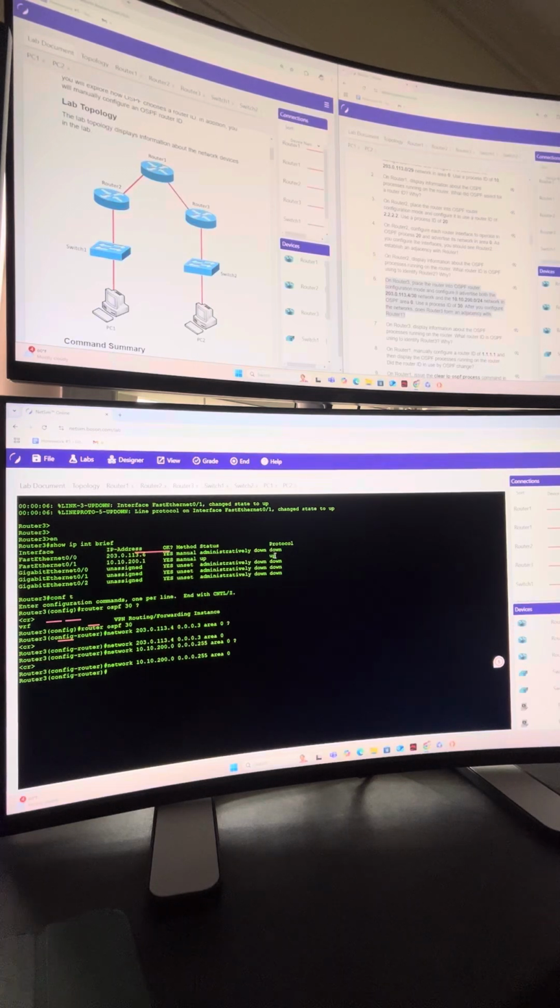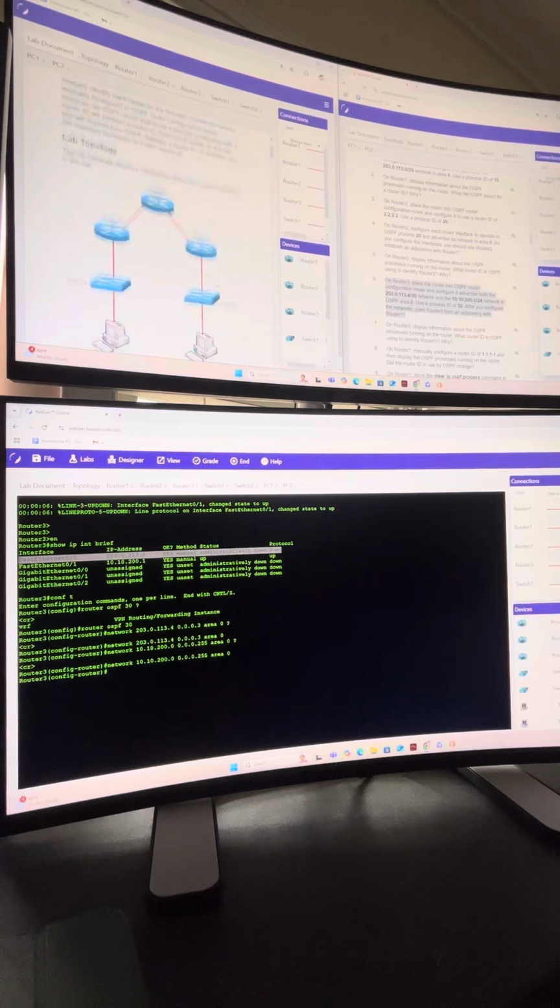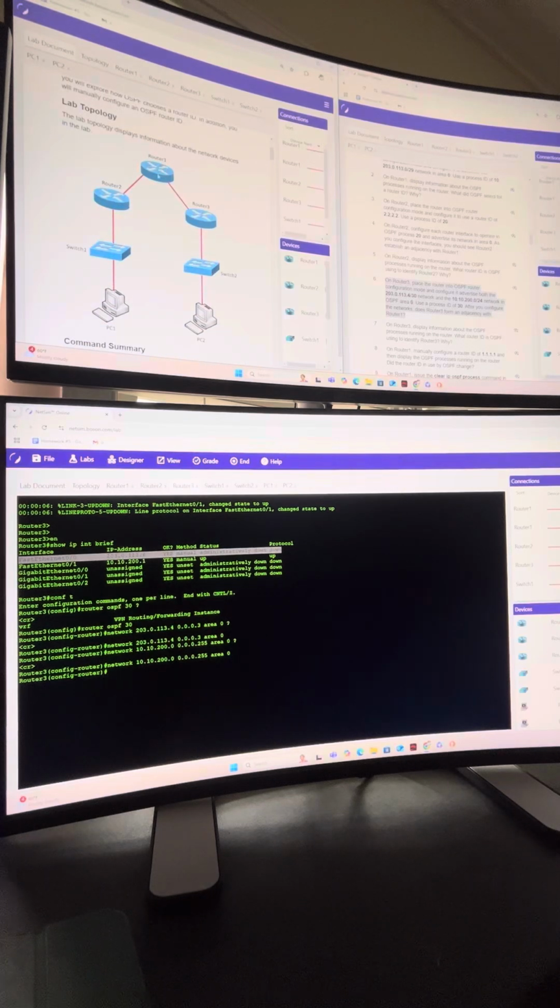And I believe that is because this interface right here is in the down state. 203.0.113.6 is the interface on router 3 that connects up to router 1. We can confirm that if we go to the IP address table, we can see that the FastEthernet 0/0 on router 1 is 203.0.113.5, and 203.0.113.6 is router 3's FastEthernet 0/0 interface. So yes, that is the reason why we do not have an adjacency between router 1 and router 3. Router 3's FastEthernet 0/0, which is the one that connects up to router 1, is administratively down, okay?